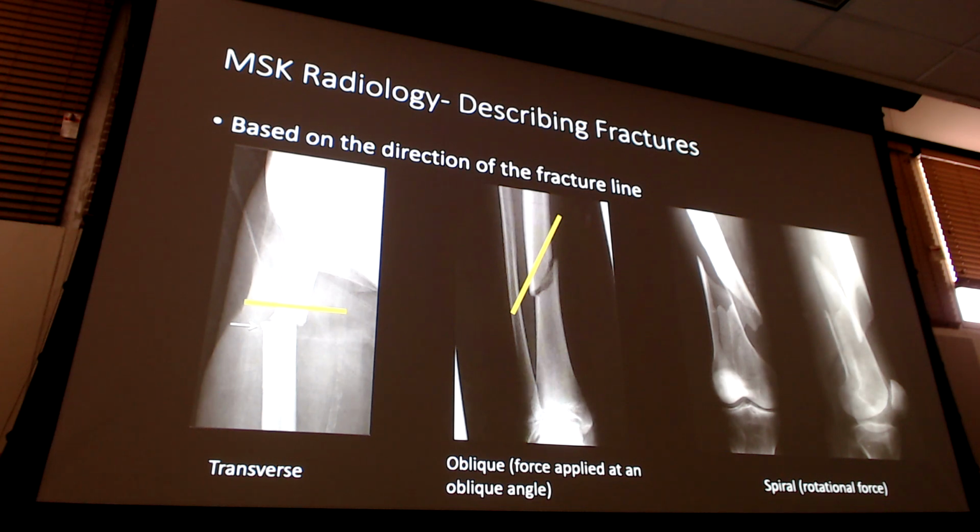Another key to that is mechanism of injury. If I was running and I stepped in a hole and I twisted and got hit and heard a snap, that rotational injury is likely going to lead to a spiral fracture. If I'm a little old lady and I'm coming down the stairs and my arm gets caught in the banister and I fall and twist as I fall, probably going to create a spiral fracture.